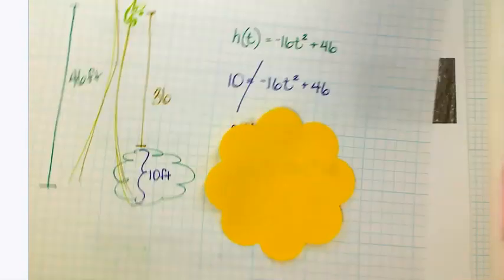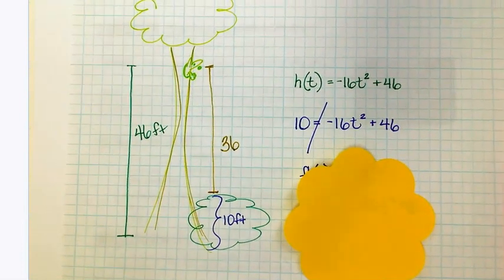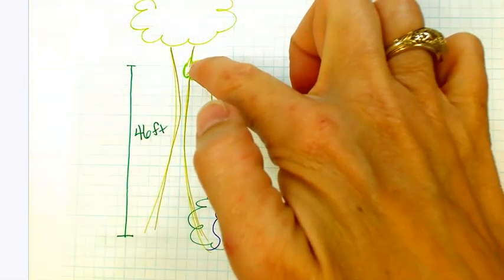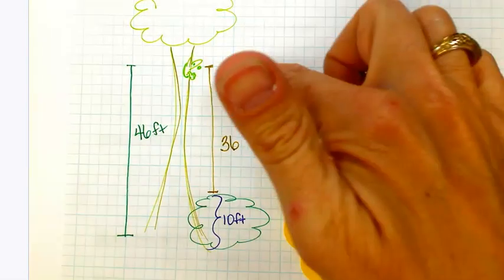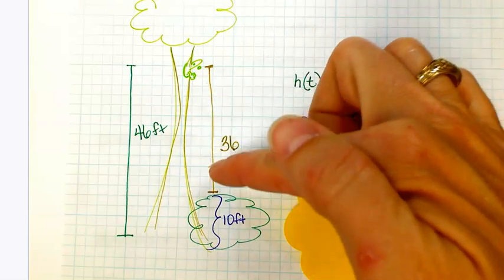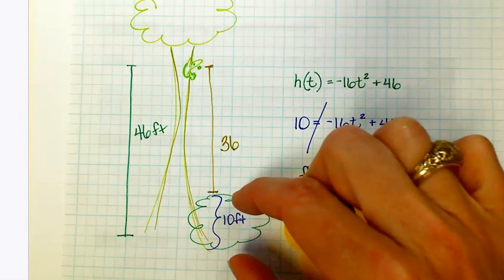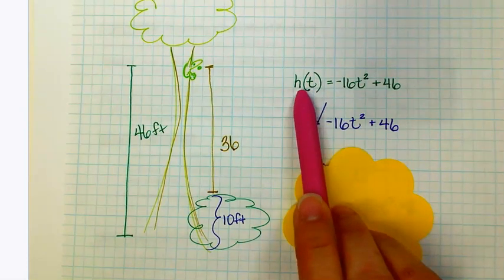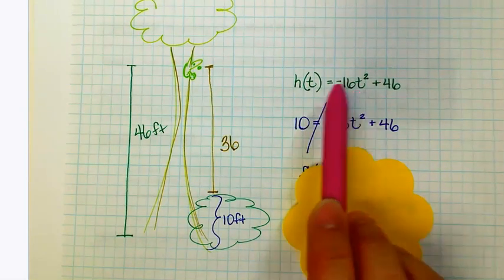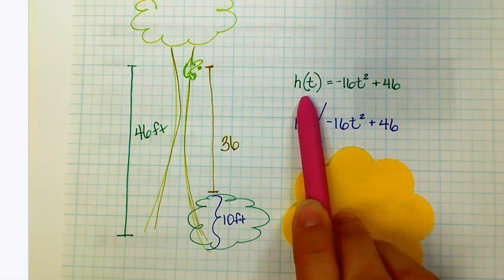Okay, so here's the situation again. The chestnut and the squirrel are 46 feet above the ground, but the chestnut is only going to drop 36 feet because it's going to hit the top of the bush, and the bush is 10 feet tall. So a little thinking, hopefully, will tell you that we want to know the time when the height is 10, okay?